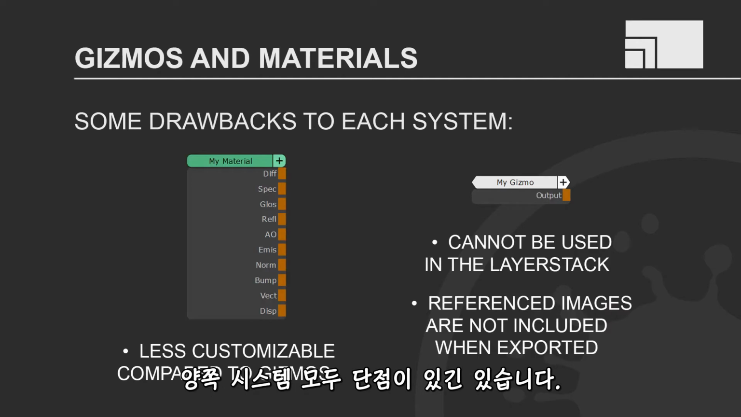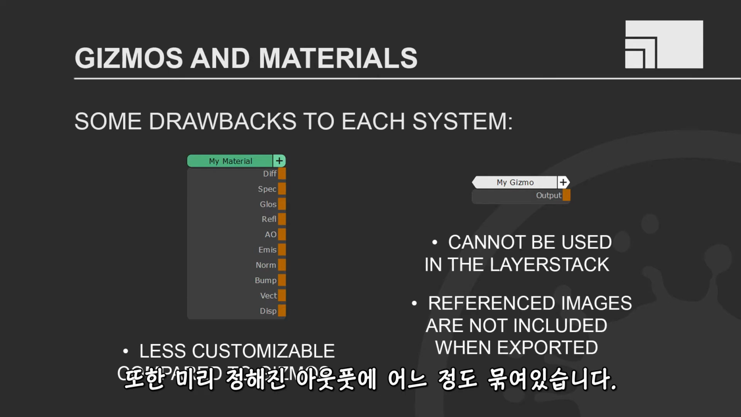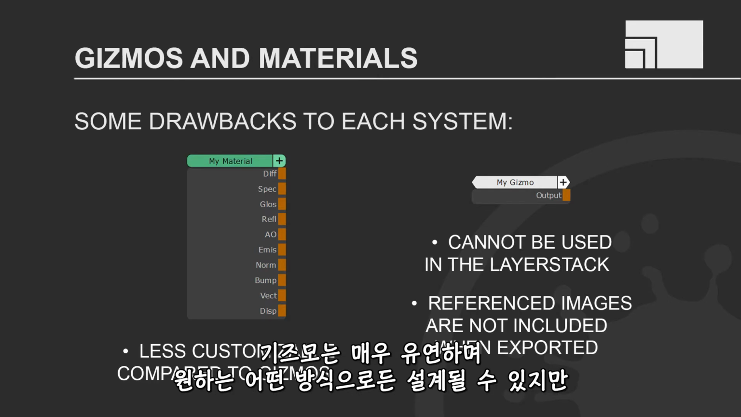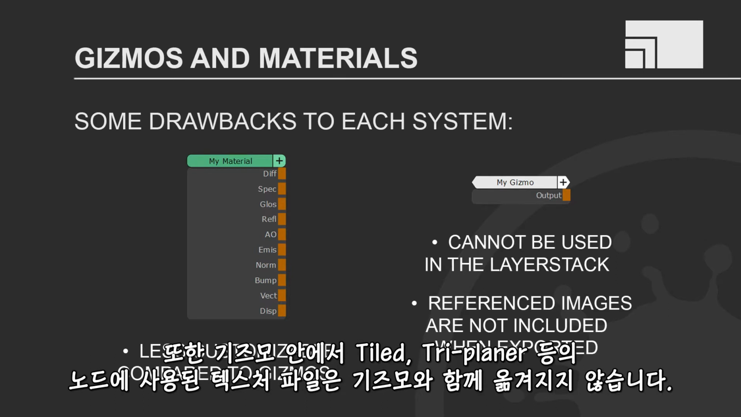There are some drawbacks to either system though. As robust as materials are, they're not overly malleable, and you're somewhat locked into the predetermined outputs. Gizmos are highly flexible and can be designed in any way you want, but they're not accessible in the shelf, and they can't be used in the layer stack, and any texture files used in tiled, triplanar, or other nodes inside the gizmo will not be transferred along with the gizmo itself.